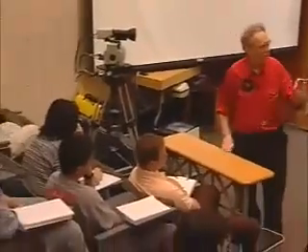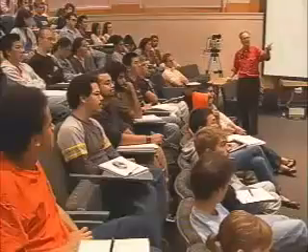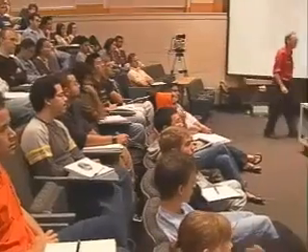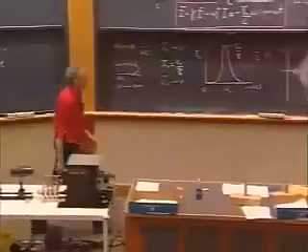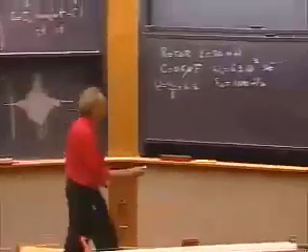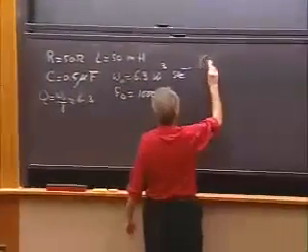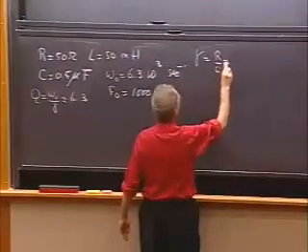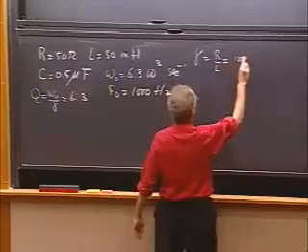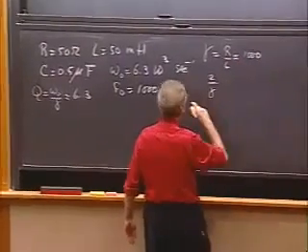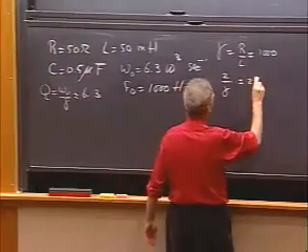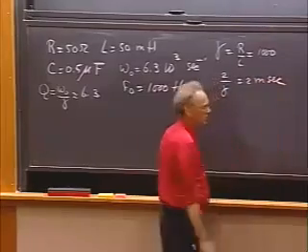The 1 over e decay time. What is 2 over gamma? Oh, I didn't write down what gamma is. Gamma is R over L, right? Gamma is R over L, which is 1,000. So 2 over gamma, which is the 1 over e decay time, is 2 milliseconds.